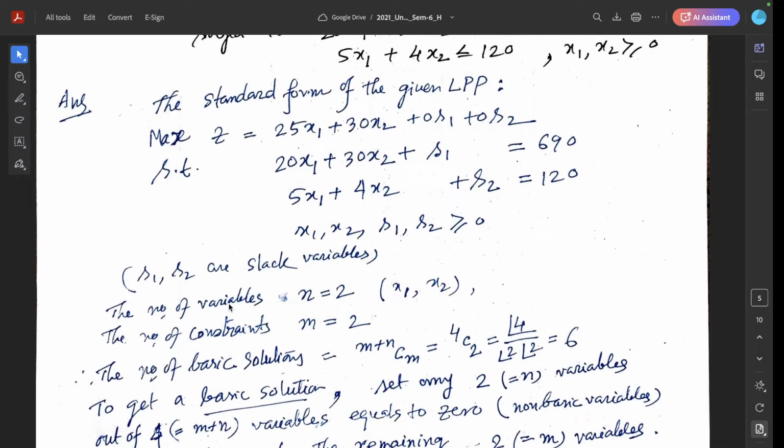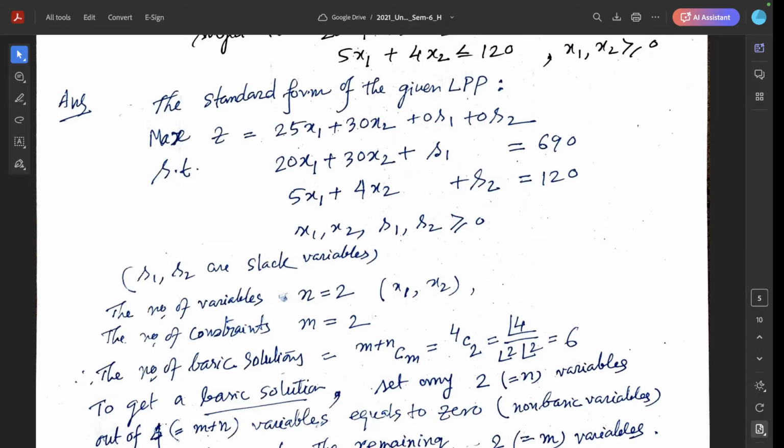Here the number of original variables, x1 and x2, is n equal to 2, and the number of constraints is m equal to 2. So the number of basic solutions is (m plus n) C m, so there are 6 basic solutions. To get basic solutions, set any n variables out of the m plus n variables x1, x2, s1, s2 equal to 0. These variables are called the non-basic variables.